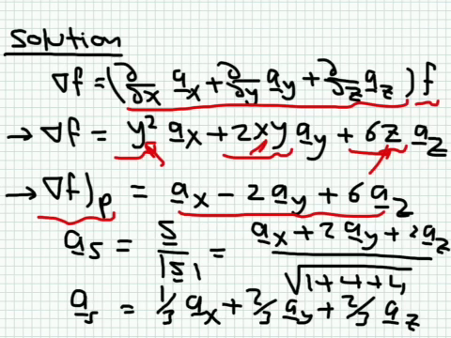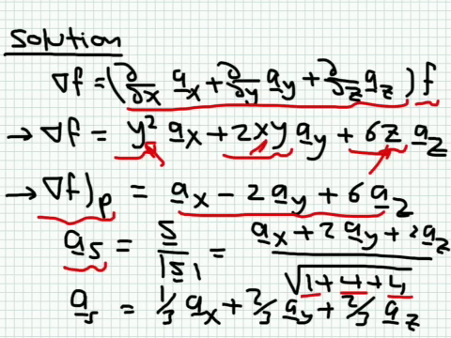Now, in order to get the directional derivative at this point, we calculate the unit vector along the direction of S. We divide S by the modulus of S. The modulus of S is the square root of the x component squared, plus the y component squared, plus the z component squared. Luckily, the numbers cooperated, so this gives us the square root of 9, which is 3. Then the unit vector is 1 over 3 ax plus 2 over 3 ay plus 2 over 3 az.